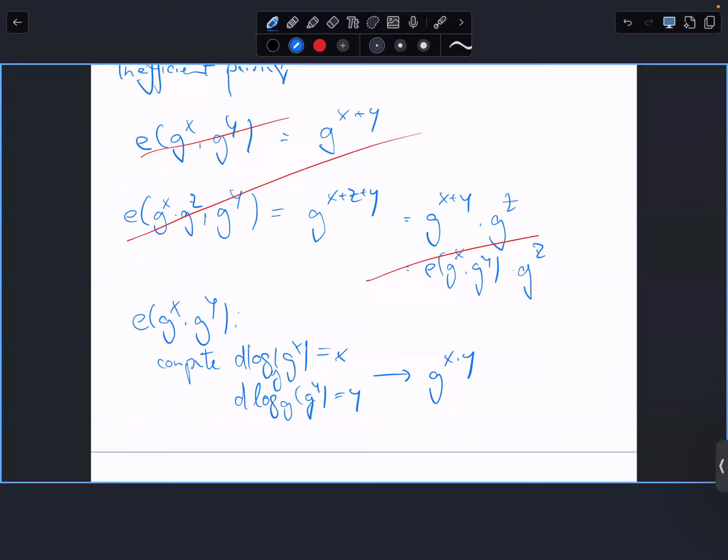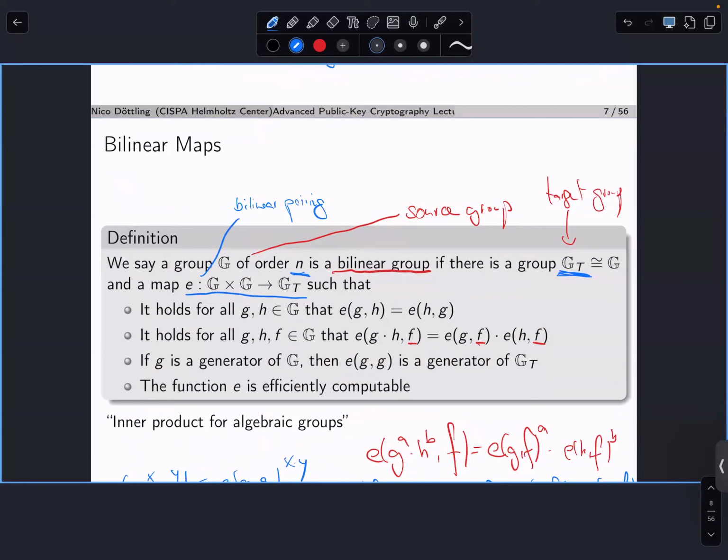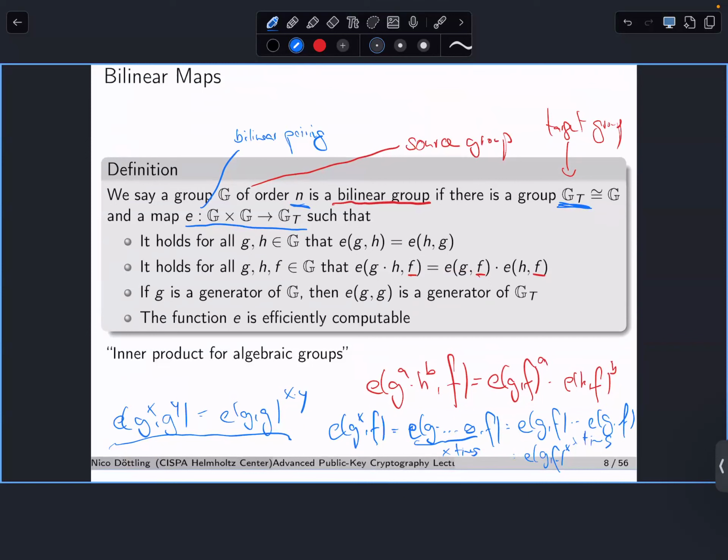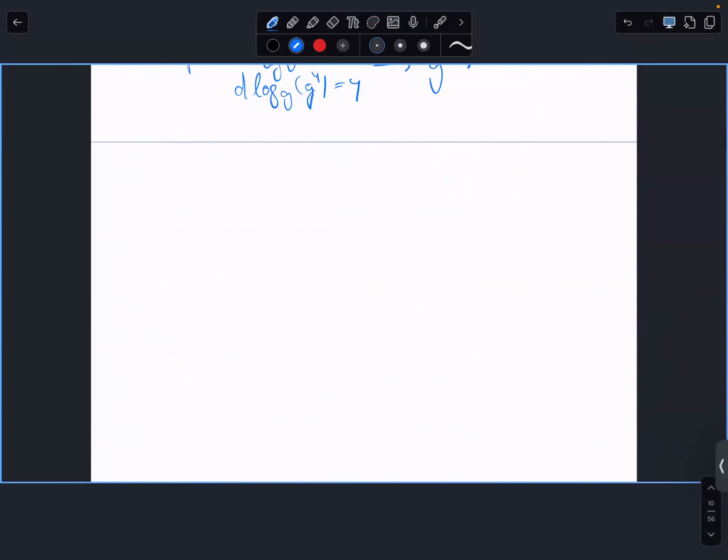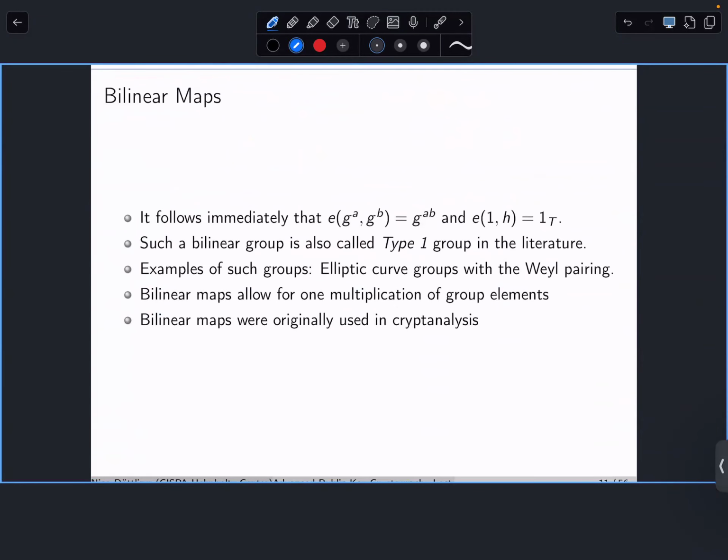Now, good. In groups that don't come with a pairing, we can do that with a discrete logarithm. But the magic of an actual bilinear pairing is that we can do this without computing discrete logarithms, right? We can compute something of the form, give me g to the x, g to the y, and then some other generator to the x times y without doing any actual intractable computation. Good.